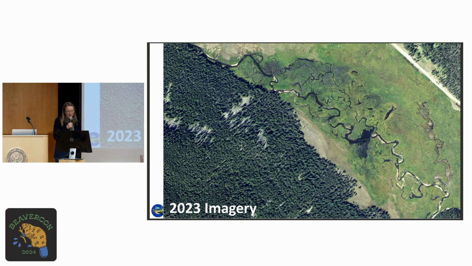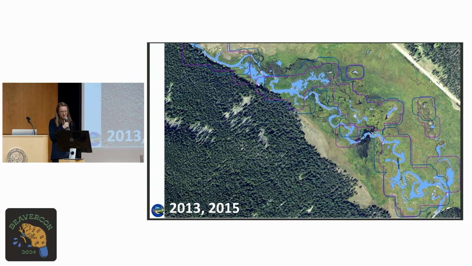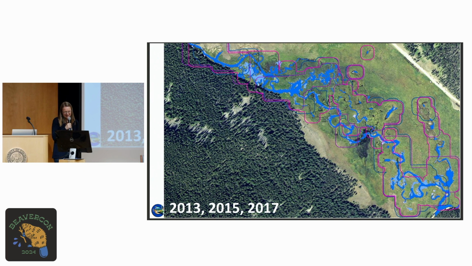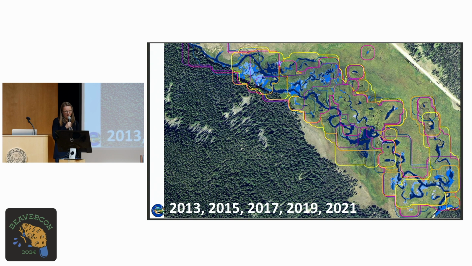And this is 2023 imagery. This is a nice beaver wetland. But with our data, you can track what it looked like in 2013, 2015, 17, 19, and 2021. So we can see how the wetland really changes over time in terms of where and how much surface water ponding we have.